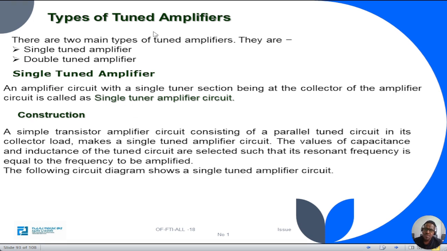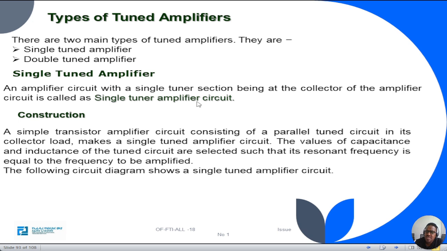So types of tuned amplifier: there are two main types, single tuned amplifier and double tuned amplifier. Let's see them one by one. In a single tuned amplifier, an amplifier circuit with a single tuned section as the collector load of the amplifier circuit is called a single tuned amplifier circuit.